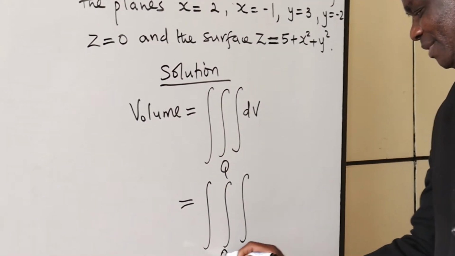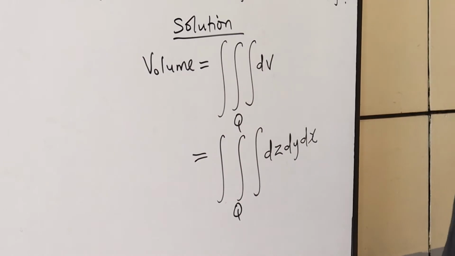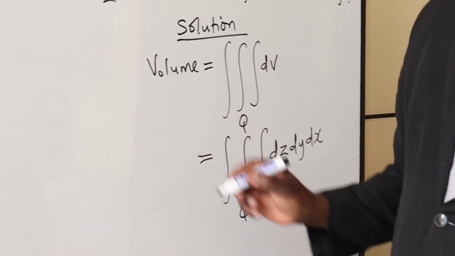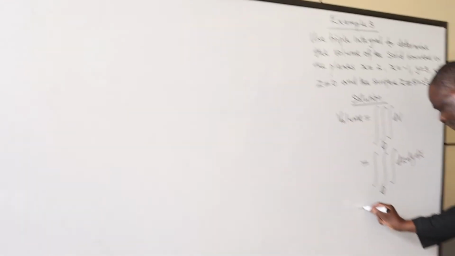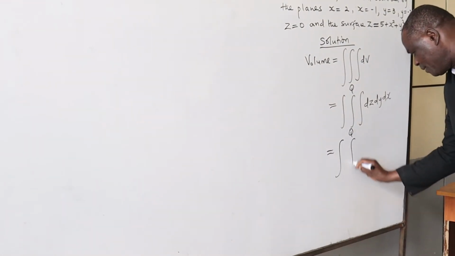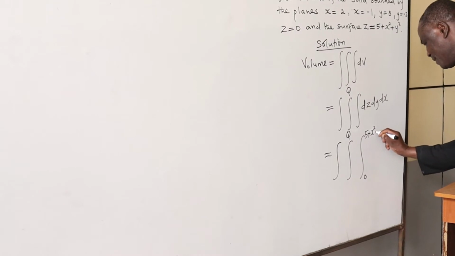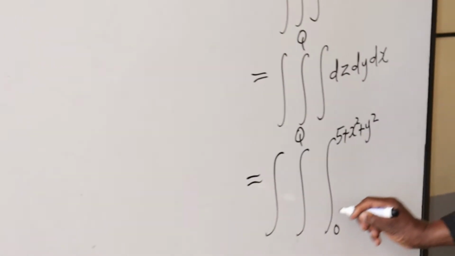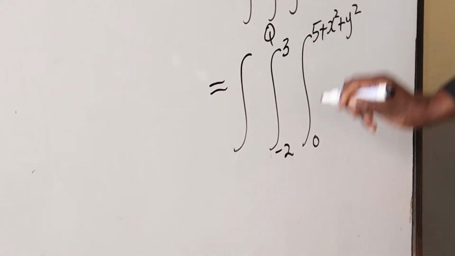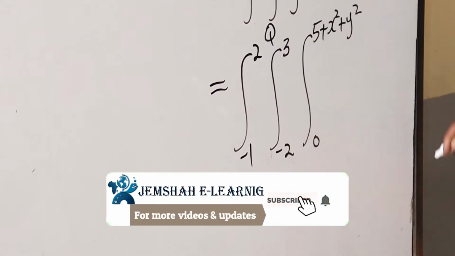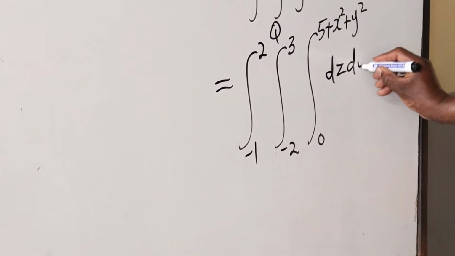Now, let's start with the dz, dy, dx. Let's start integrating with respect to x, followed by y, and then z. This one will be equal to a triple integral, starting from z equal to 0 to z equal to 5 plus x squared plus y squared. Then the values for y start from minus 2 to 3. The values of x start from minus 1 to 2. So we have here dz, dy, dx.